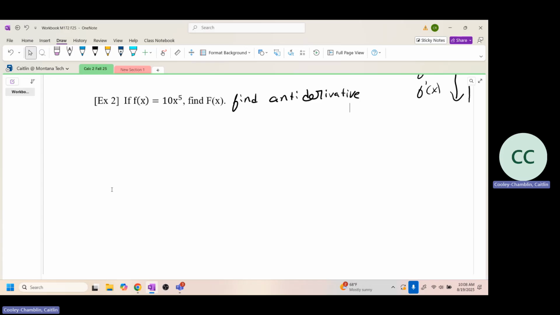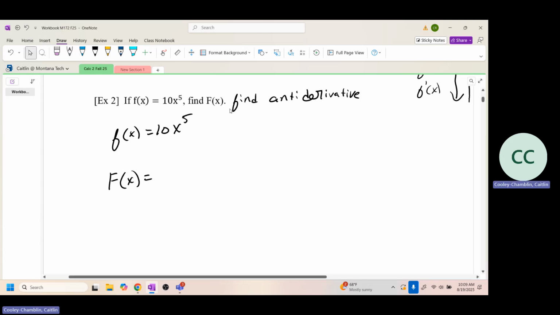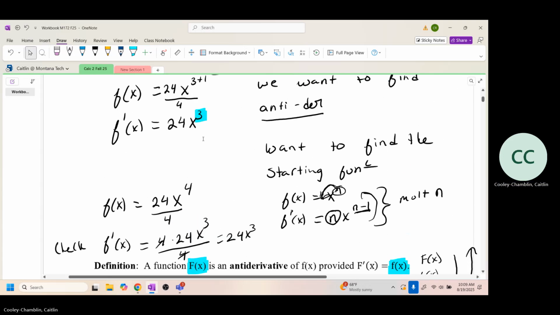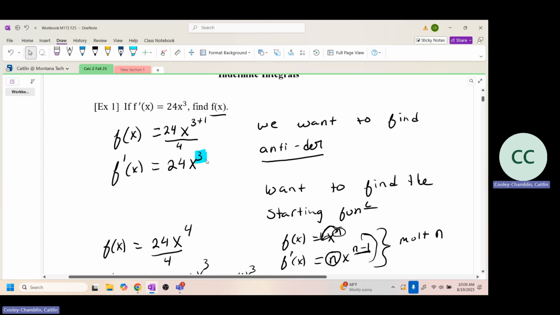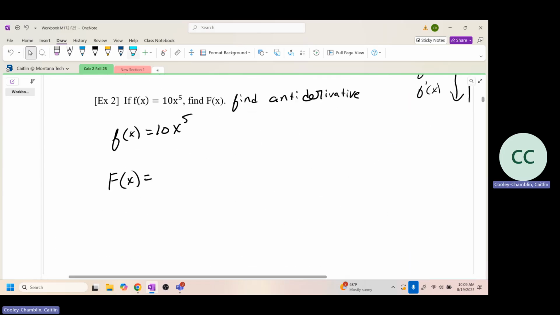So our original function, f of x equals 10x to the 5th, and we want to find the antiderivative. So we want to find capital F of x. As we learned above, we add 1 to our power. So our power is 5, so we're going to have x to the 6th.